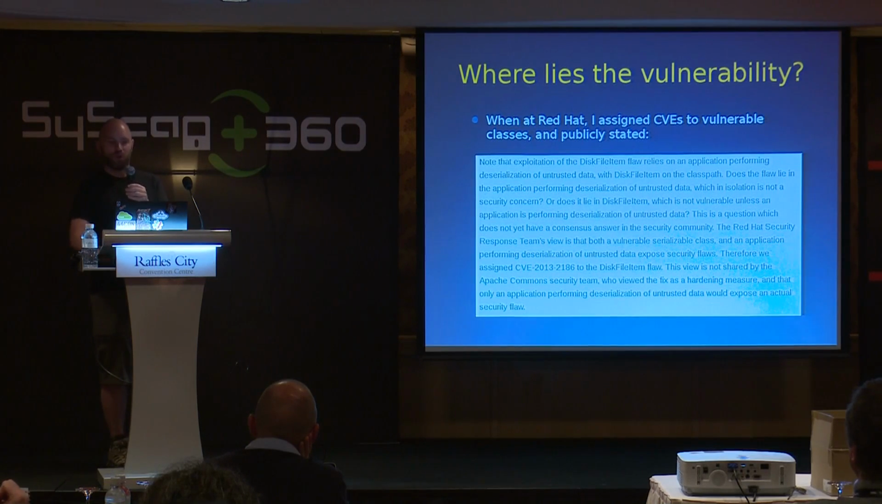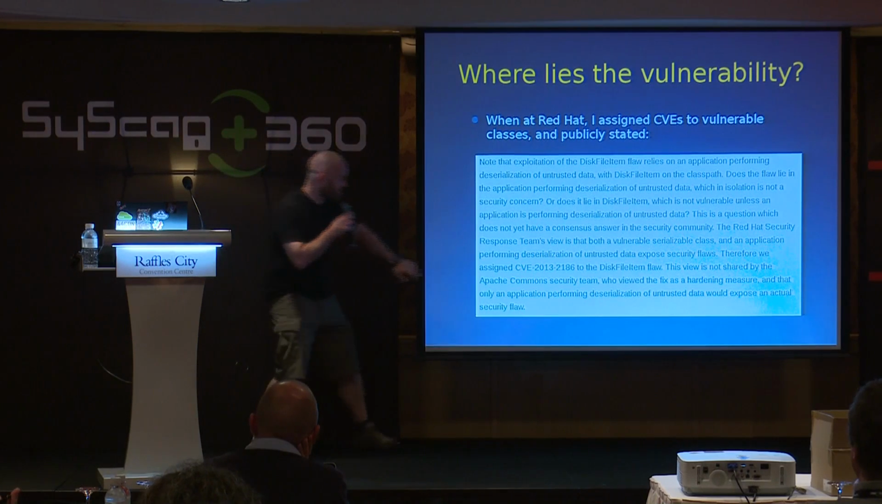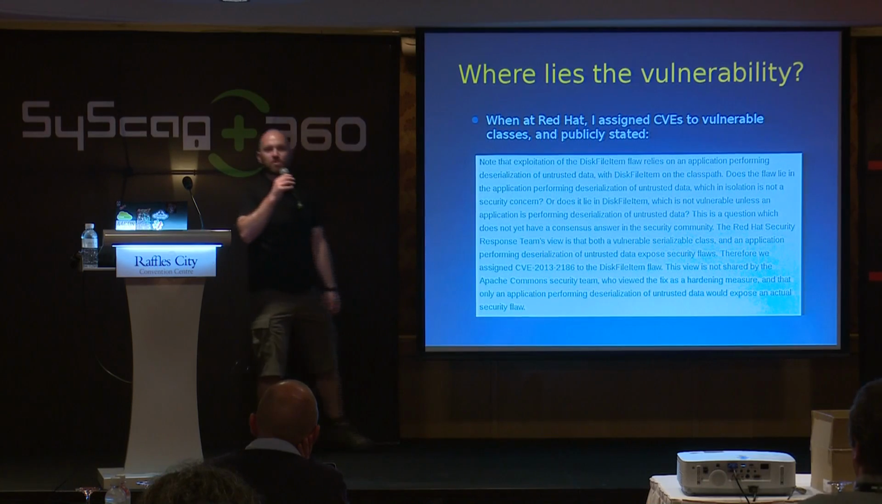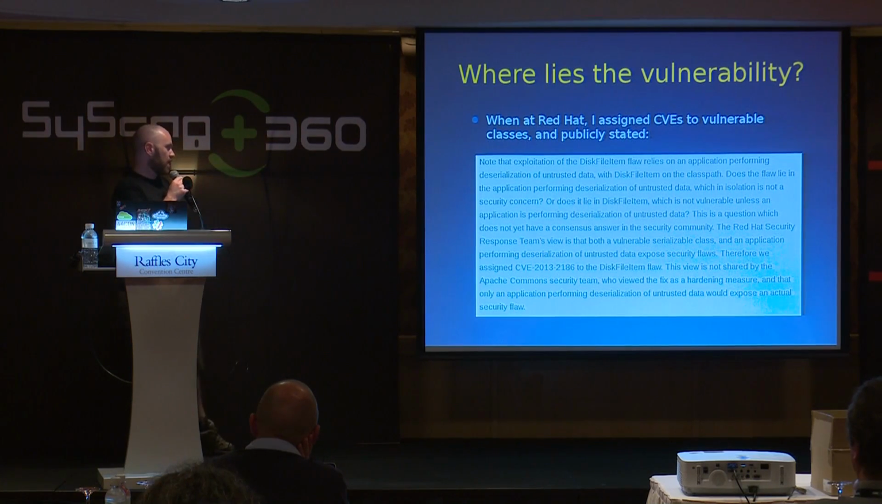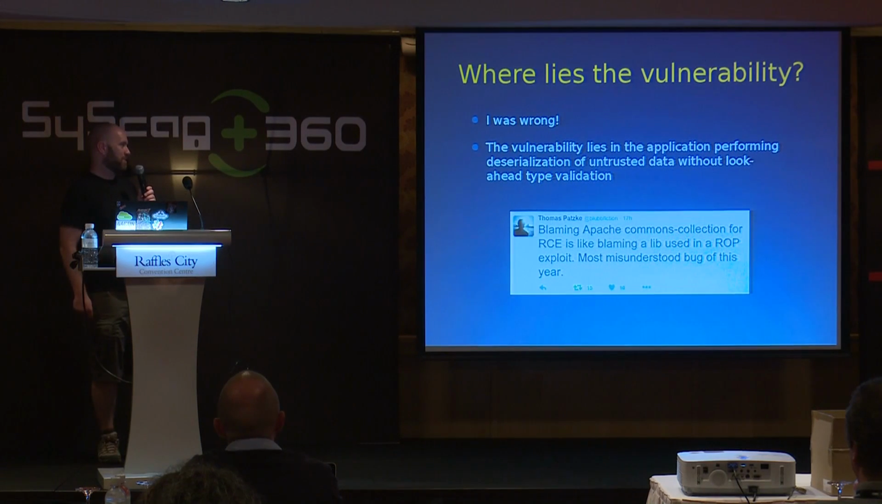So here's where I was wrong. When I was at Red Hat, Red Hat's a CNA, CVE naming authority. So I had the wonderful ability to assign my own CVEs, which I often did to pick fights with people. And in this case, I did it to pick a fight with Mark Thomas from the Apache Software Foundation. He wouldn't assign a CVE for the disk file item issue, so I did. And he got very angry. And I wrote this official Red Hat blog post, it's still there, stating that Red Hat's official position is that the vulnerability lies both in the vulnerable class and in the deserializing app. So I retract my position. I believe that tweet sums it up.